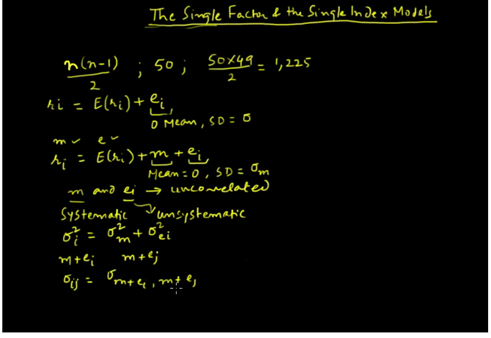But because we have assumed that the E's are uncorrelated across firms, they can be ignored. So this E is going to drop out of the picture, and this E is also going to drop out of the picture, which means that the covariance between I and J is going to be simply this. And that means that this is equal to nothing but the variance of the common macroeconomic factor.